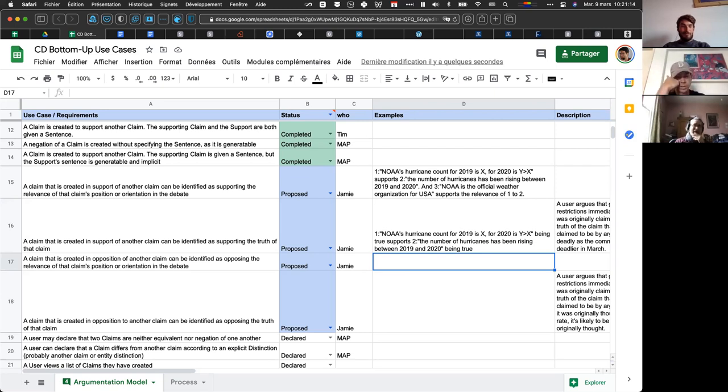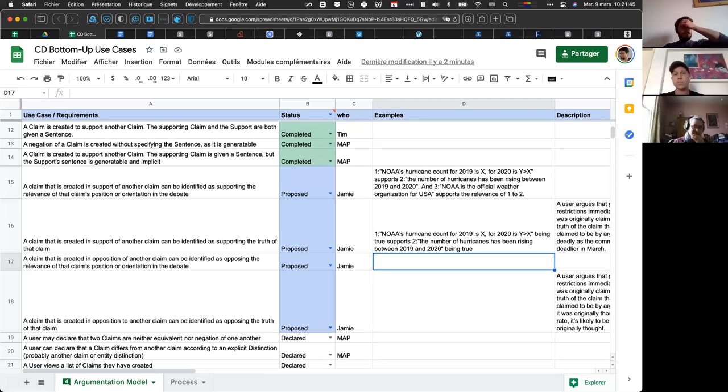Wait, I'm not sure I understand this. A claim that is created in opposition of another claim, so in other words, an opposing argument, can be identified as opposing the relevance of that claim's position or orientation in the debate. Yeah. We don't have a definition for debate, which is the first problem I have with that requirement. We would have to first come up with a definition for debate.